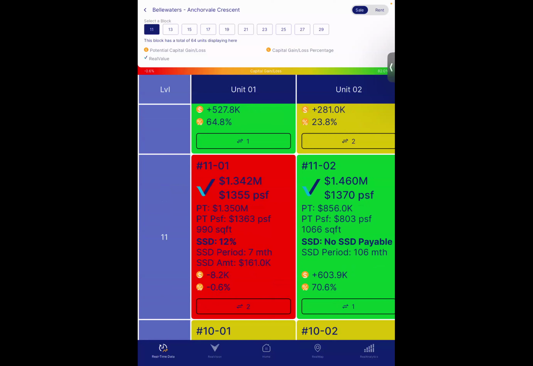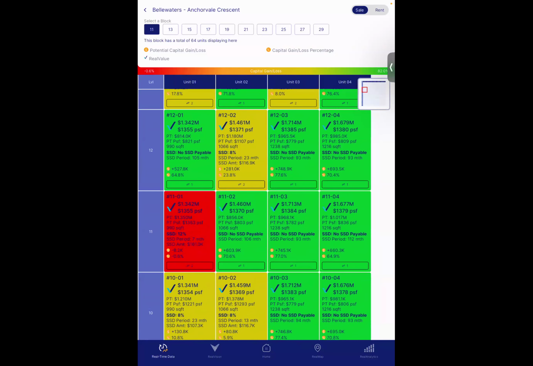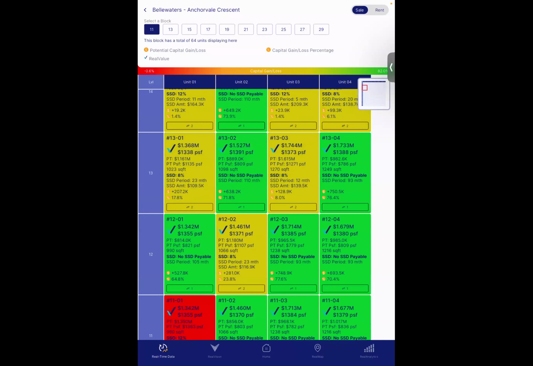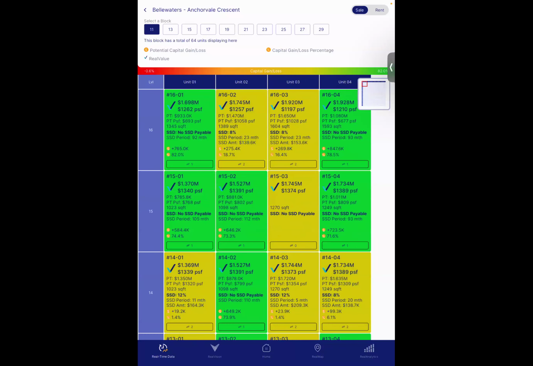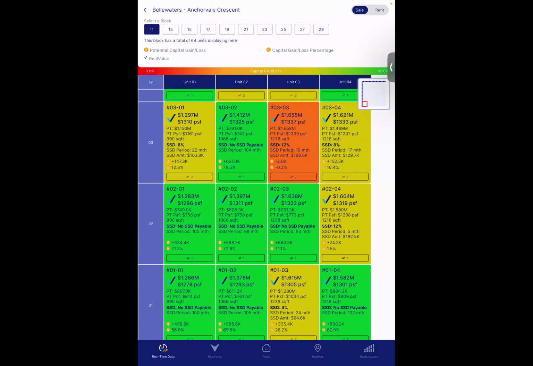And he bought 7 months ago. So need to pay SSD plus lose 8,000. This unit most probably cannot sell and won't sell. So if you're doing mailers or flyers, one look down here, Bellwaters, actually not bad, quite a lot of green. Quite a lot of people are going to be earning money. A lot of people have been staying there for quite a while. SSD don't really need to pay. So I can safely throw flyers there.